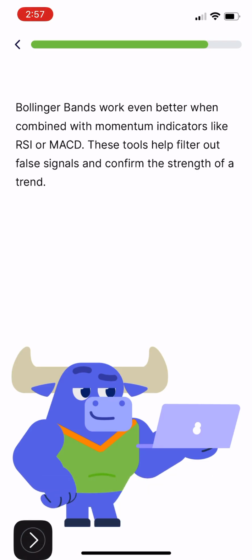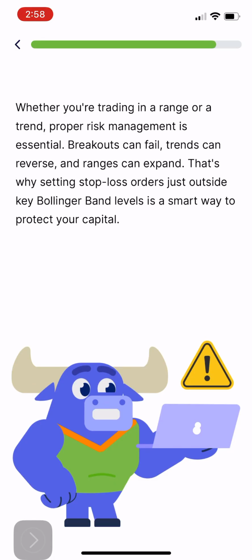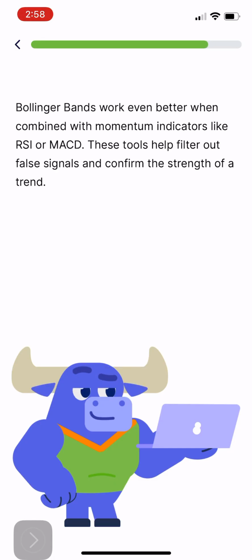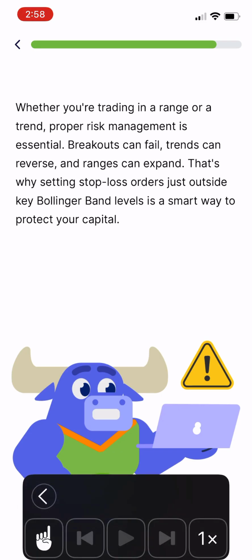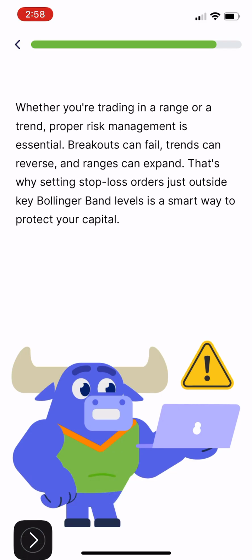Bollinger Bands work even better when combined with momentum indicators like RSI or MACD. These tools help filter out false signals and confirm the strength of a trend. Whether you're trading in a range or a trend, proper risk management is essential. Breakouts can fail, trends can reverse, and ranges can expand. That's why setting stop-loss orders just outside key Bollinger Band levels is a smart way to protect your capital.